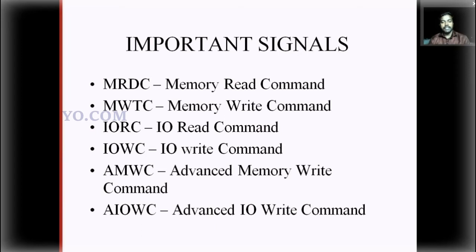But in the previous minimum mode, the control signals are memory read, memory write, IO read, IO write, only 4 signals. But here we are using 6 signals. These 6 signals are very important to control the read and write operations between the memory and the IO.